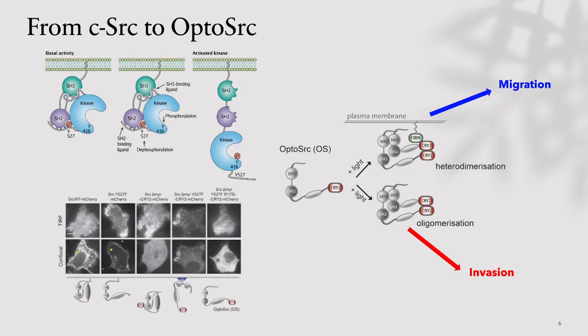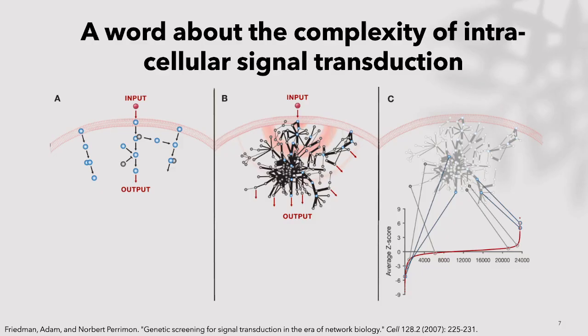So how do we model signaling? In order to consider the full complexity of signaling, and based on a review from Friedman and Perimont in which they advocate for network signaling models, we propose a network signaling model based on network diffusion. We will be able to learn from phosphoproteomics data the contribution of each interaction to the global signal output.